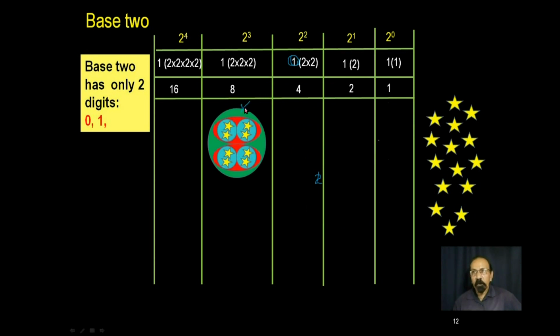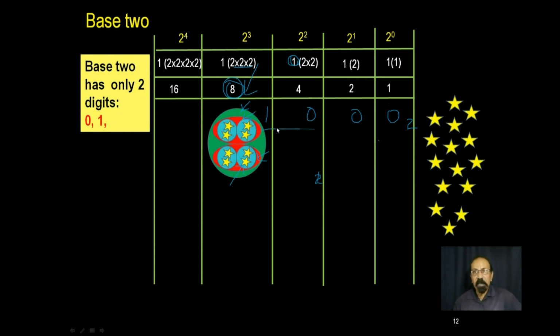Now this big group has 2 red groups, and the red group has 2 blue groups, and the blue group has 2 single stars. So that is how we get 2 of 2 of 2, which gives us that this place value is actually 8. So at this point, if you write 1, 0, 0, 0 in base 2, you mean that you have one group in this position, which actually contains only 8.